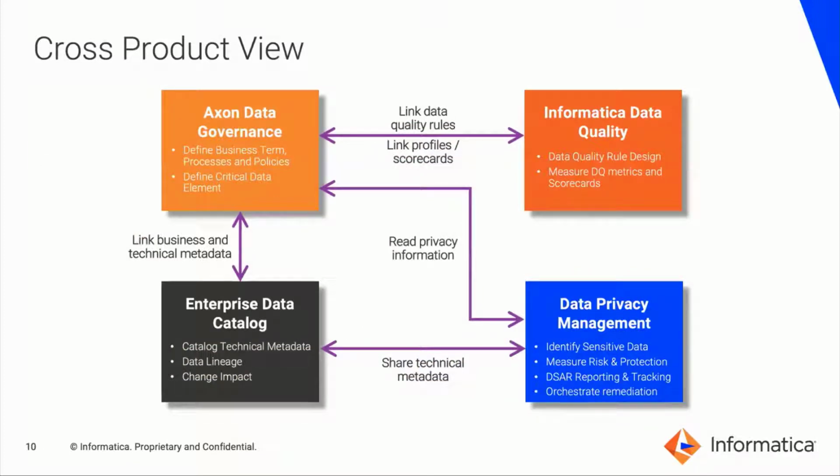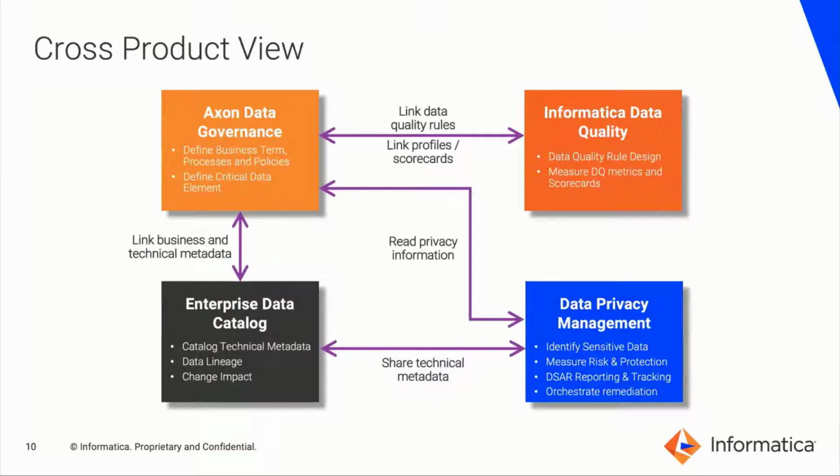Now here we are talking a little bit about linkage, right? We talked about defining the business terms and policies and the critical data elements in Axon, but you need to get the physical aspect of the data. The business and technical metadata linkage is happening between Axon and EDC. So the cataloging of metadata, the lineage and change impact can be overlaid if you have Axon and EDC together, right?